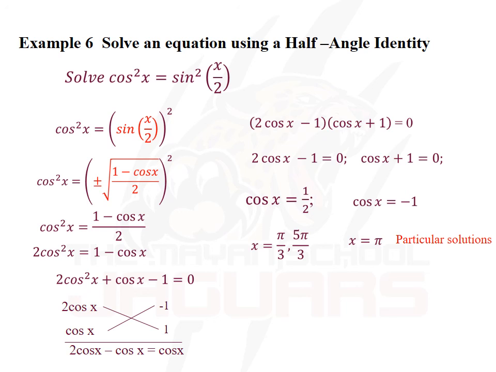So the general solutions become x equals, for example, pi over 3 plus the period times n. So x will be pi over 3 plus 2 pi times n, that is the same as pi over 3 plus 2n pi. The second will be 5 pi over 3 plus the period times n, 2 pi n. And the last general solution will be pi plus the period of the function times n, so pi plus 2 pi n. And these are the expressions for the general solutions I would expect.